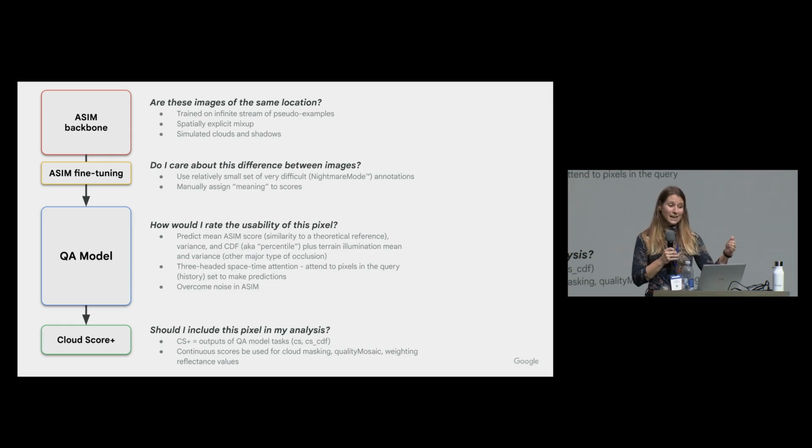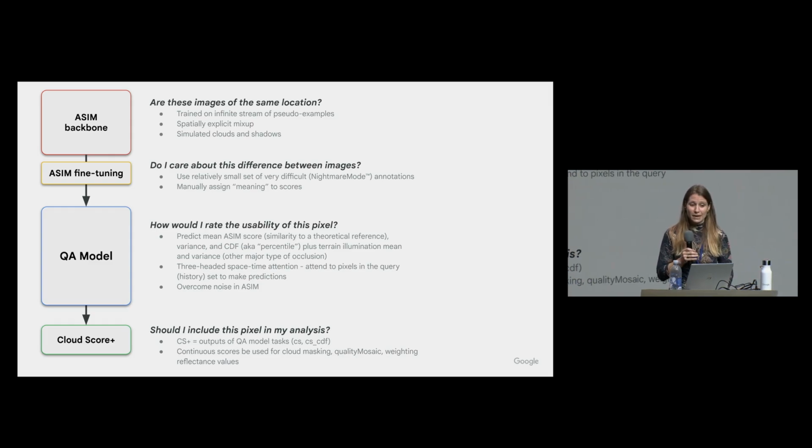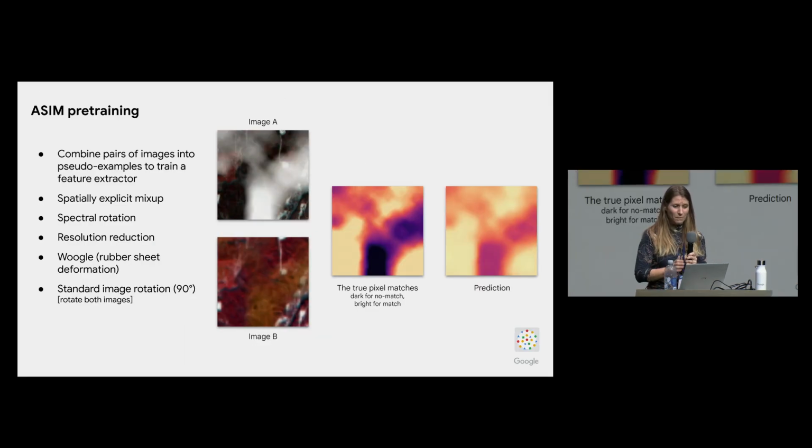And then this ASIM model that we begin with feeds into a larger QA model, what you would think of as the CloudScore Plus processor, where we again use a larger body of images to then be able to grade the individual examples. And the output of this QA model is what we're surfacing as CloudScore Plus. That was a lot, a top-level overview. Let's dig in a little bit more, but here we've got some visual examples to back up the points.